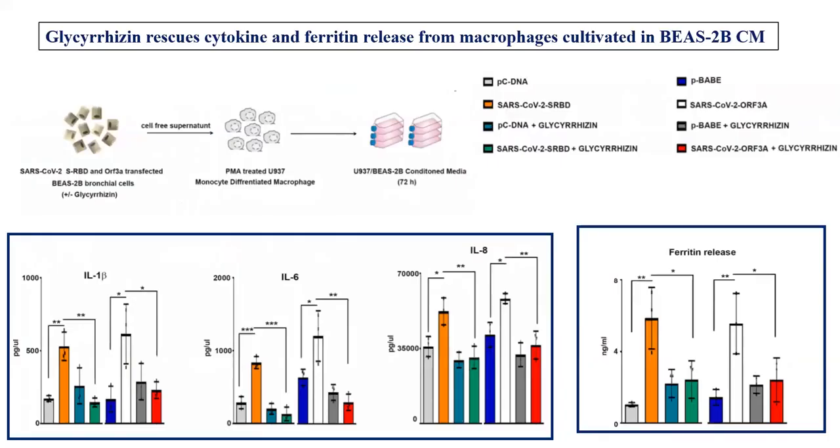Now, once again, I emphasize 3 points. One is that viral protein induces pyroptosis of the cell, lung cell death. It causes a release of cytokines. It causes a cytokine storm from monocytes, and the cytokine storm and pyroptosis are inhibited by glycyrrhizin, an HMGB1 inhibitor.